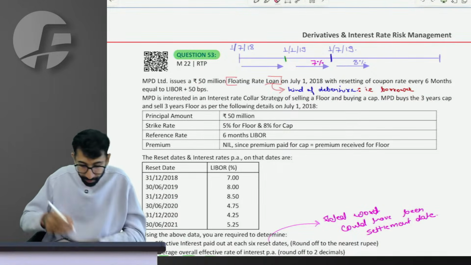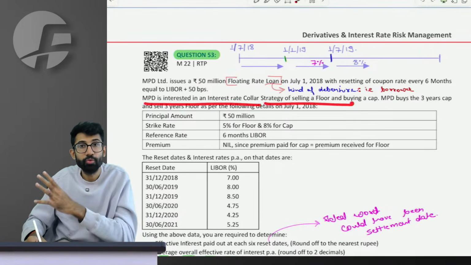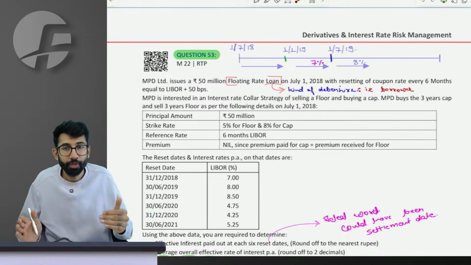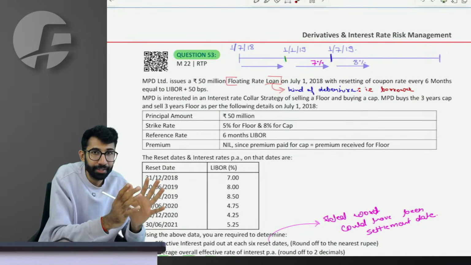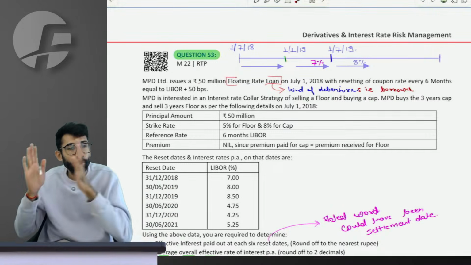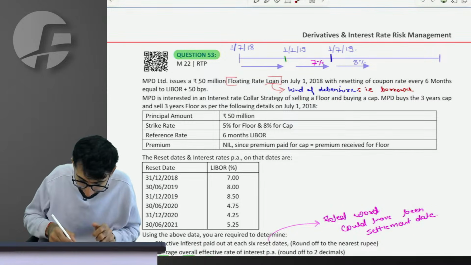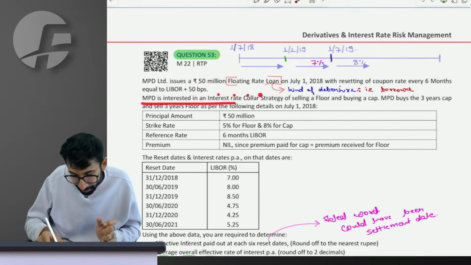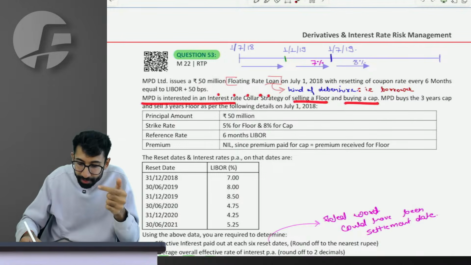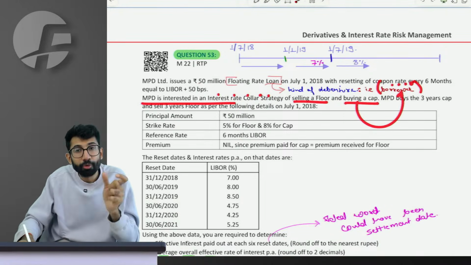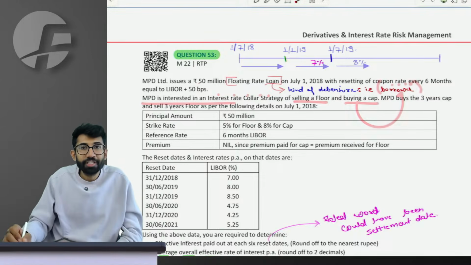Clear? Next. This is an interest rate collar strategy. Now it comes to hedging. Please feel the flow of the question. The hedging question always looks like something is given about the spot market which has uncertainty. Now to hedge that uncertainty, we transact in the derivative market. Yes, MPT is in an interest rate collar strategy of selling a floor and buying a cap. This is a reconfirmation that we are a borrower, because buying a cap is only possible when you are a borrower.